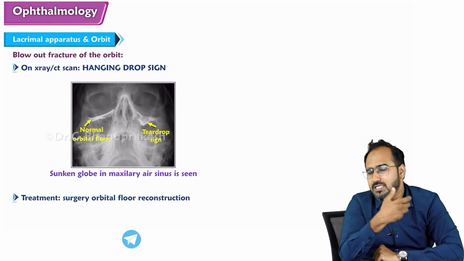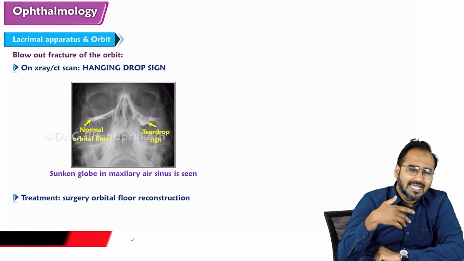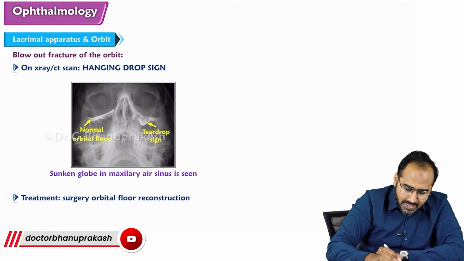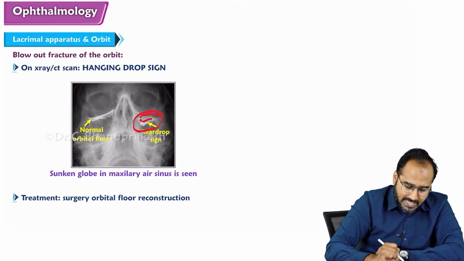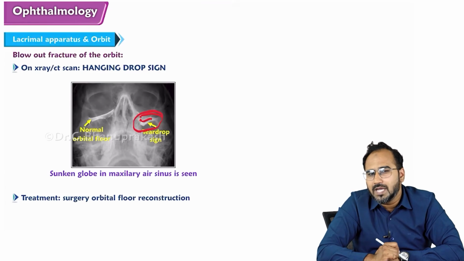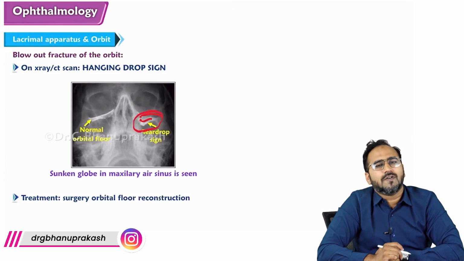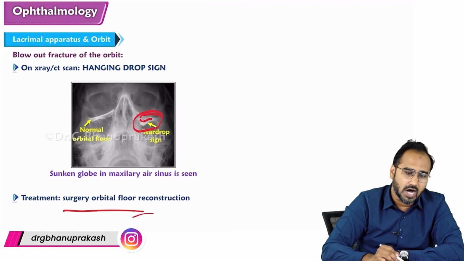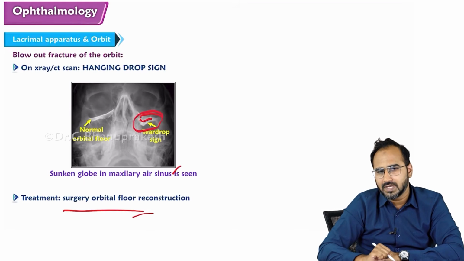When you send this patient for an X-ray, you will see an appearance called as hanging drop appearance or a teardrop appearance. The appearance that you see over here is hanging drop appearance or a teardrop appearance. How will you treat a patient who is coming with blowout fracture of the orbit? The treatment is, you have to go for surgical reconstruction of the orbit. Surgical reconstruction of the orbital floor. That is regarding the orbital blowout fracture, right?